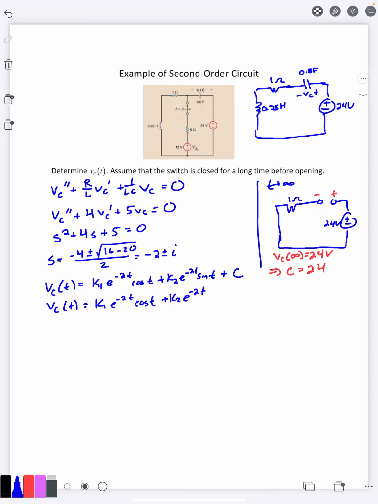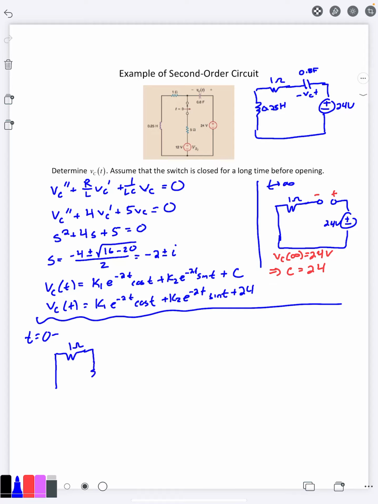Now the next thing I need to worry about is the initial conditions, and I need 2 of them in order to get the answer. So now we're going to have to look at what happens on our switch. So we're going to look at t equals 0 minus. So right before the switch happens, it's in steady state. So the inductor over here is a short. We have our resistor. The switch is still closed here. We have another resistor. We have a 12 volt source down here. We do have an opening on this capacitor with a 20 volt source here.